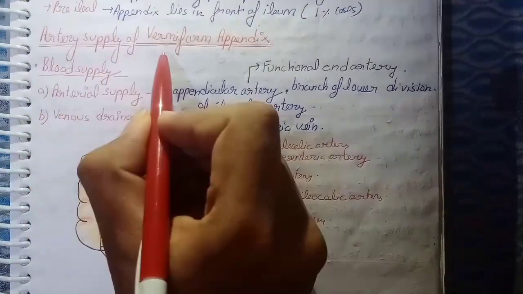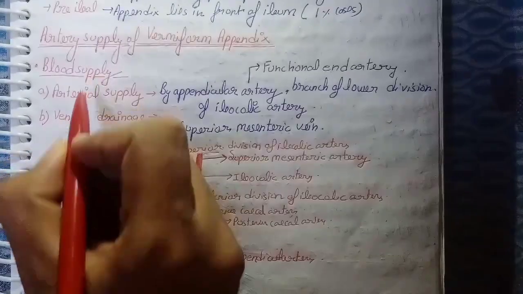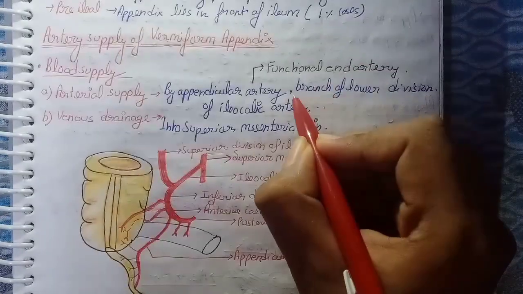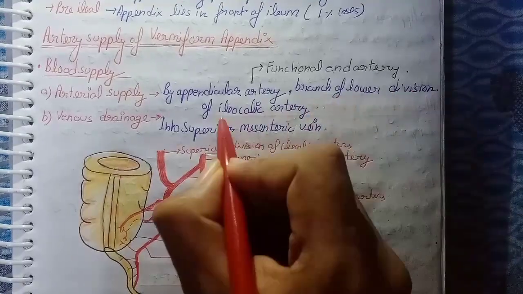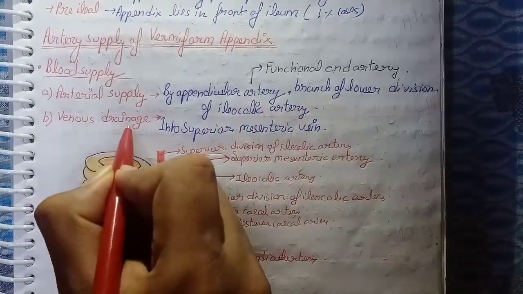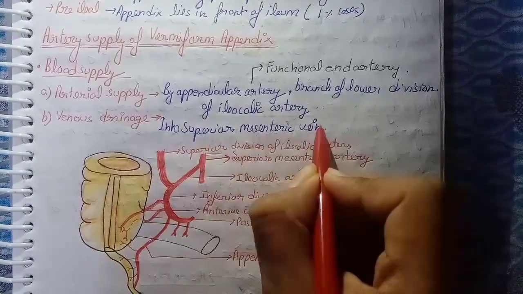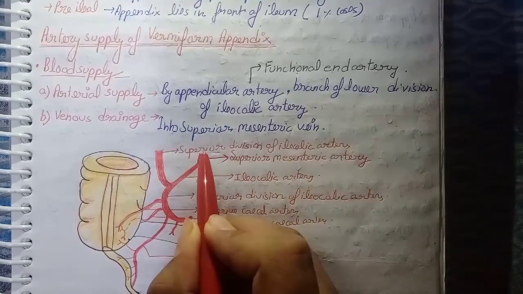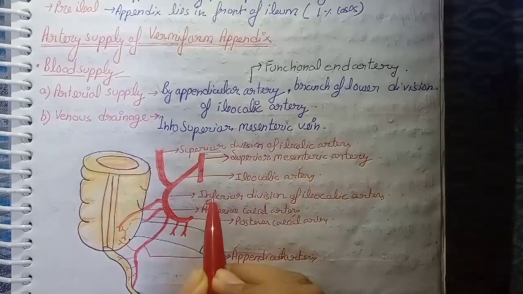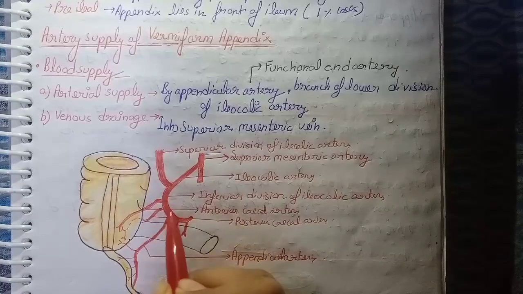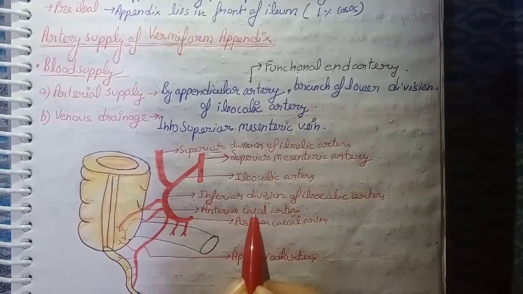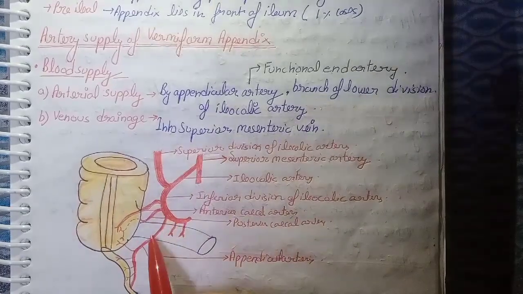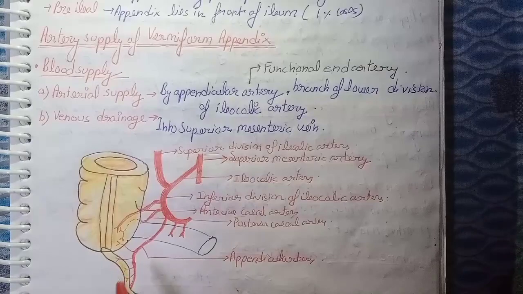Coming to blood supply of vermiform appendix: arterial supply is by appendicular artery, which is a functional end artery, and it is a branch of lower division of ileocolic artery, and venous drainage is into superior mesenteric vein. As you can see in the diagram, this is superior mesenteric artery, this is superior division and inferior division of ileocolic artery, this is anterior cecal artery, this is posterior cecal artery, and you can also see this is the appendicular artery which supplies the appendix.